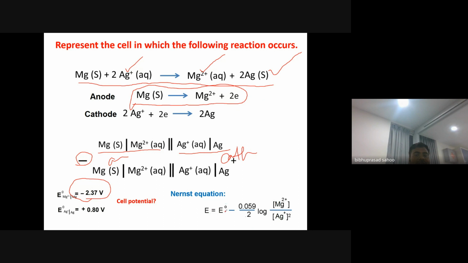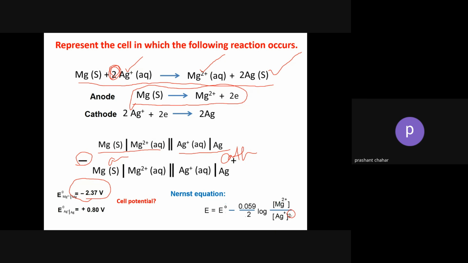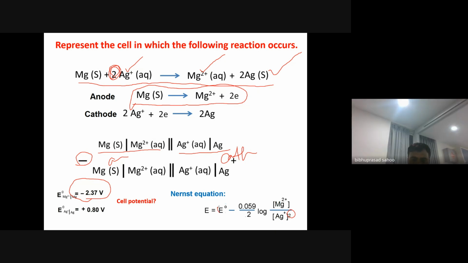That means E cell is equal to E naught cell minus 0.059 by 2 log of Mg2 plus divided by Ag plus to the power 2. Because what number is there before Ag? 2. So the power will be 2. Okay. So student, how can you calculate this one?